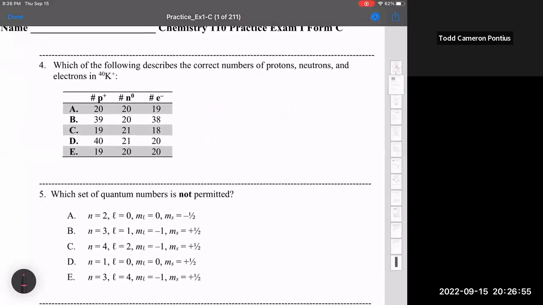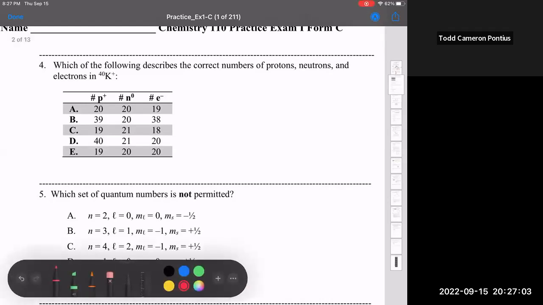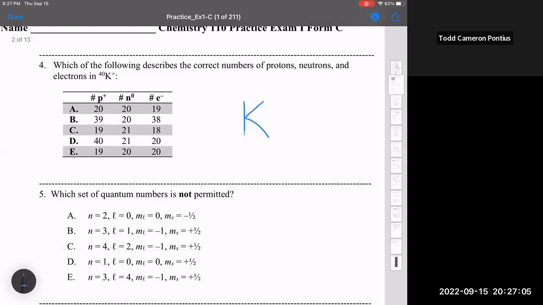All right. Which of the following describes the correct number of protons, neutrons, and electrons in potassium? Okay. So we're looking at potassium 40. Potassium is element number 19. So I'm going to put a 19 subscript there.